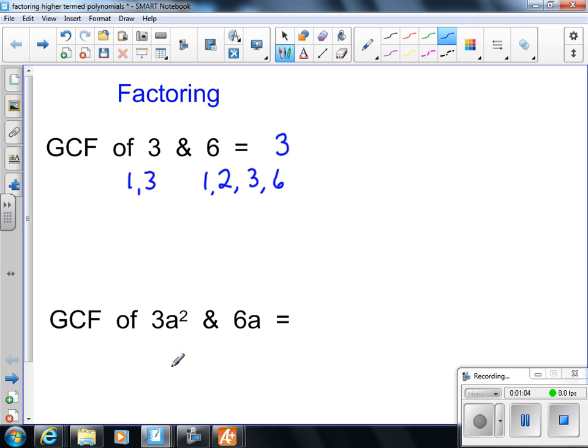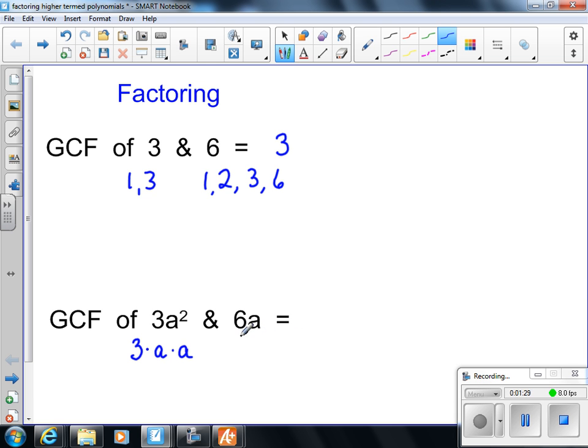What we're going into now is not a whole lot different. We're going to list the factors of 3a squared. In other words, what does it take to get a 3a squared? Well, it takes a 3 times an a times an a. Correct?